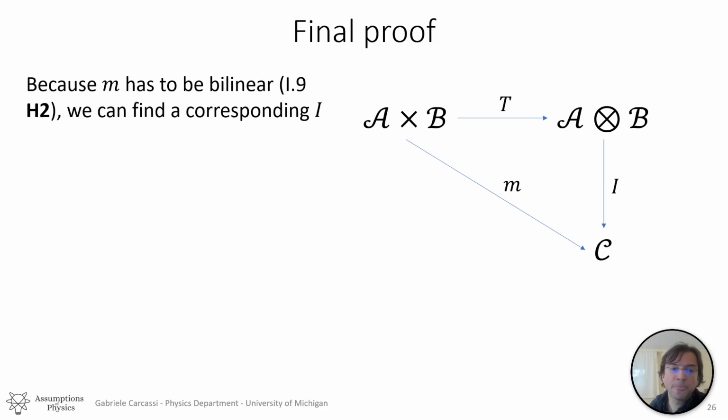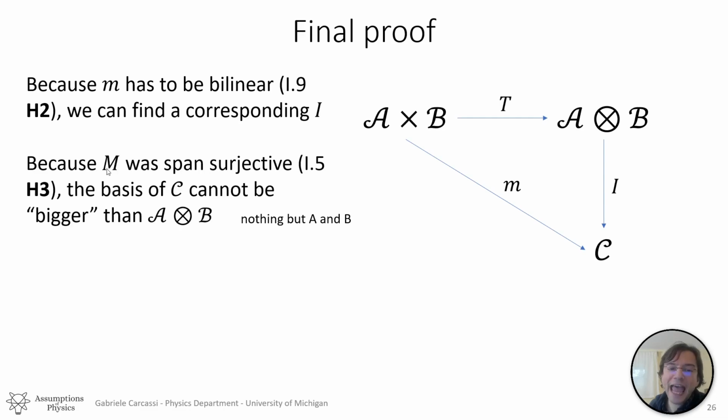How do we do that? Well, hypothesis 2 tells us that M has to be bilinear, and so we can find a corresponding I that maps out of the tensor product. We can map first inside the tensor product in the standard way, and then go from the tensor product to our composite system C. Now, because M was span surjective, the basis of C cannot be bigger than the basis of the tensor product of A and B. Otherwise, there would be some other part that wouldn't be in the span of this map. That is, we need to make sure that inside C, there is nothing but A and B. Okay, so the basis of C cannot be bigger than A tensor B.